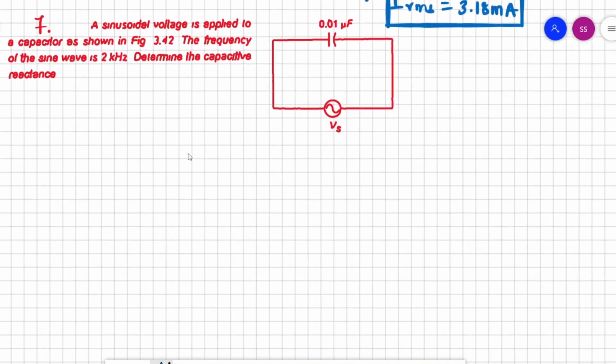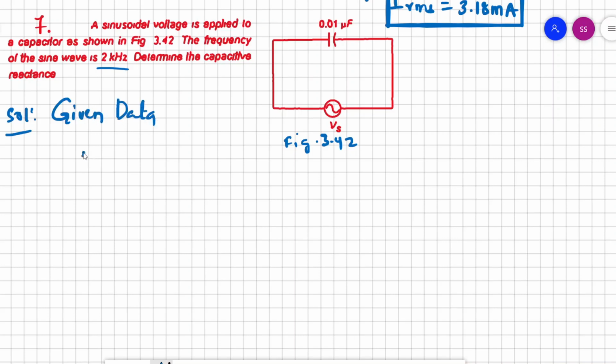Here we have a sinusoidal voltage applied to a capacitor. We have a capacitor in the figure, this is figure number 3.42, and the frequency of the waveform is 2 kilohertz. We need to find the capacitive reactance. Let us write the given data here.